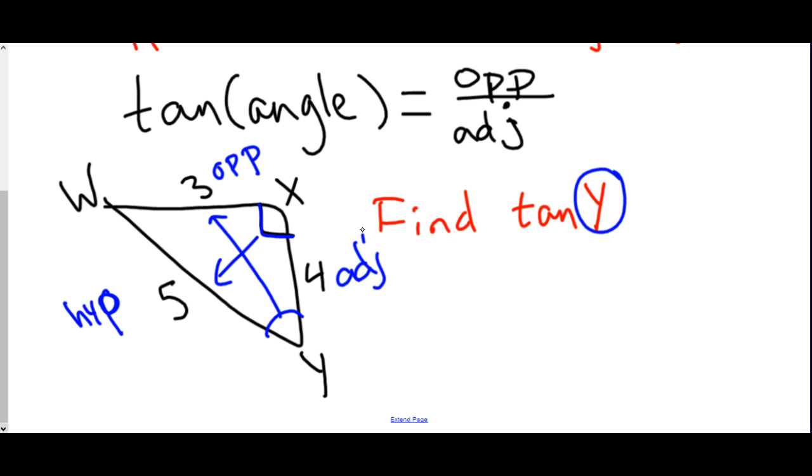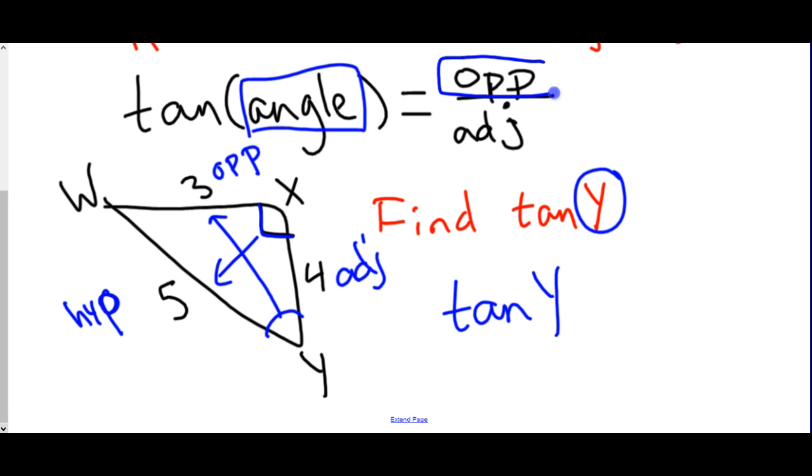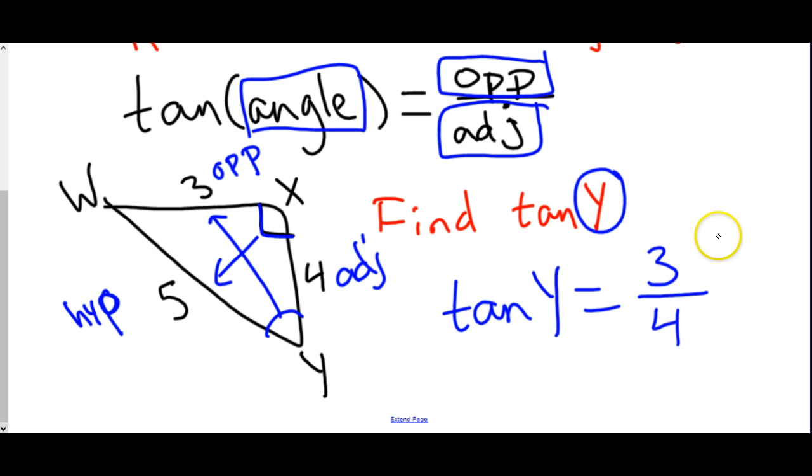So now we go plug this into the formula. We know we're trying to find tangent y. They already told us the angle, so we've filled this angle spot. We just have to fill in the opposite and the adjacent with the numbers that go with the opposite and adjacent. So we said opposite is 3, adjacent is 4. So tangent of y equals 3 over 4. That is our answer. It is possible you may need to reduce this fraction, but there's nothing that divides into both 3 and 4 except 1, so we can leave it as it is. So that's our first possible way to use this tangent ratio.